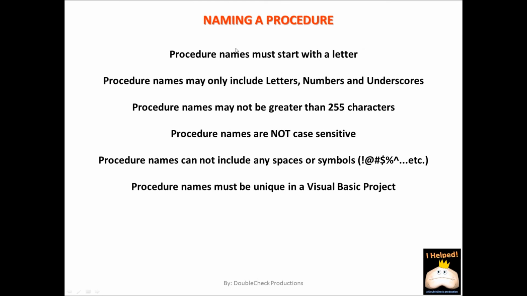When naming a procedure, there are some rules. First off, it has to start with a letter. It can only include letters, numbers, and underscores. It can only be 255 characters. Fortunately, it is not case sensitive, and there can't be any spaces or symbols, and the procedure name must be unique. It's a good rule of thumb to keep your procedure name unique within a project.